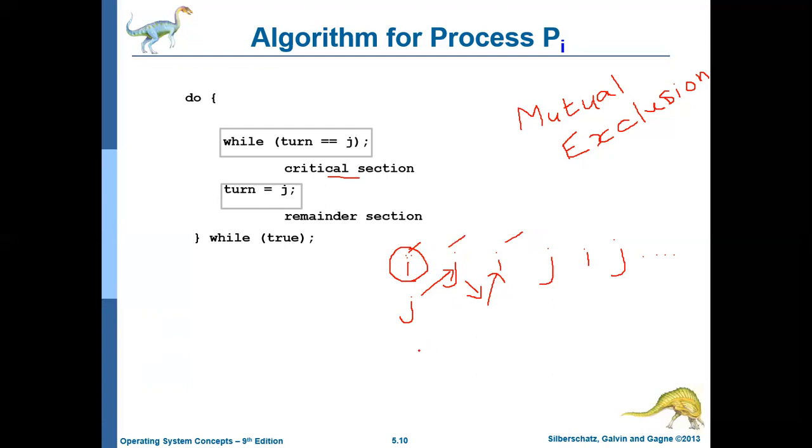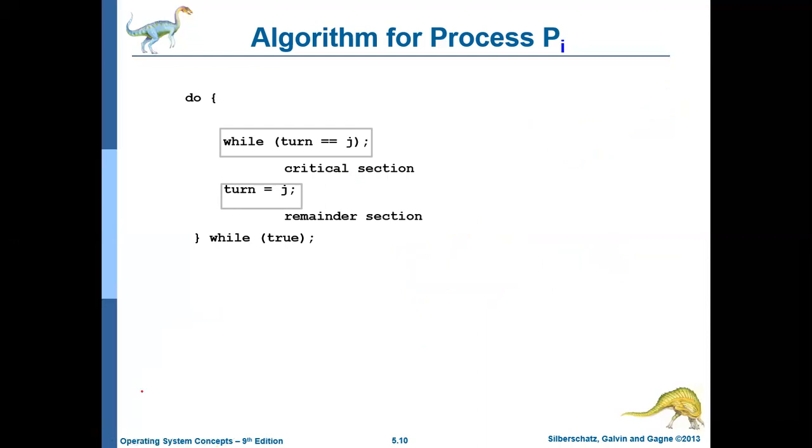Not every process always wants to enter the critical section. Sometimes a process may not want to enter the critical section, but here that is not allowed, because when i comes out it makes turn equal to j, which means in the next round j has to enter the critical section. So that is the drawback with this particular algorithm. But obviously it solves the core problem, which is to ensure data consistency.